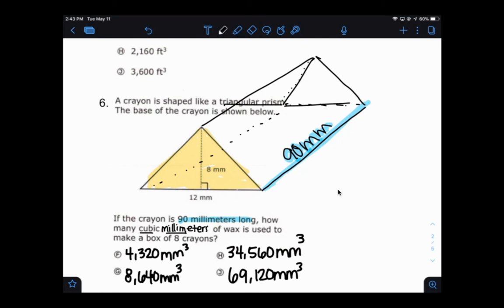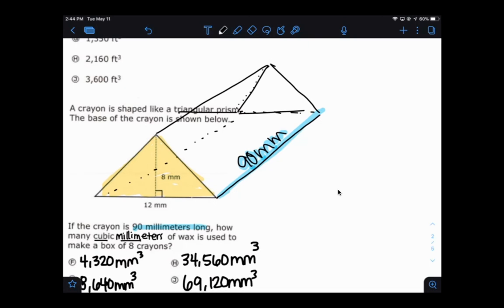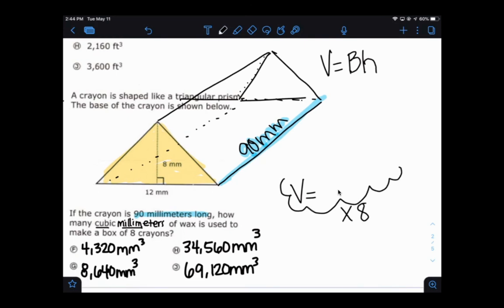And so to find the volume, we use this formula: area of the base times the height. And after we get the volume of this crayon, at the very end, once you have the volume, don't forget that whatever you get is not your final answer, because then you have to multiply by 8, because it's asking how much wax is used to make a box of 8 crayons. So after we get the volume here, we multiply by 8 and then this will be the answer, right?